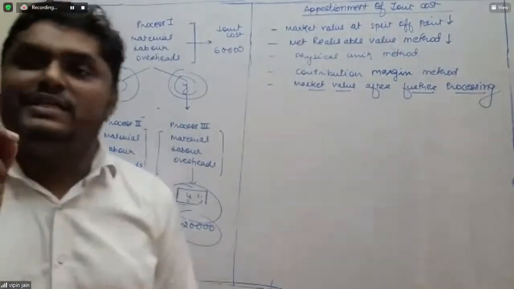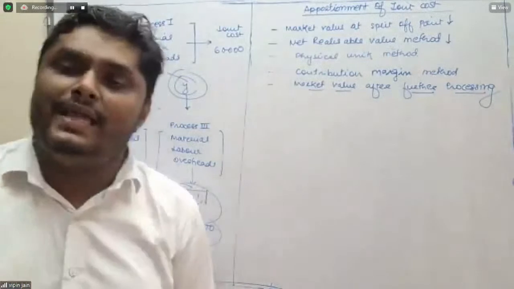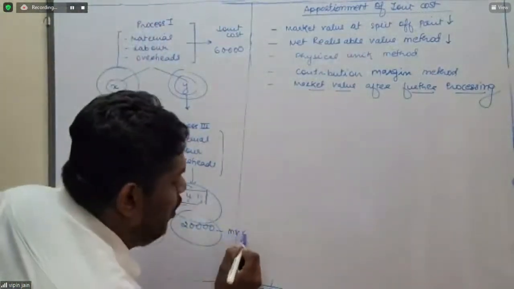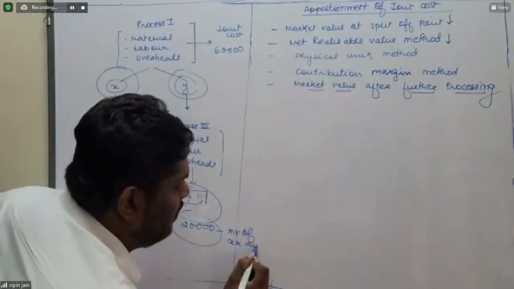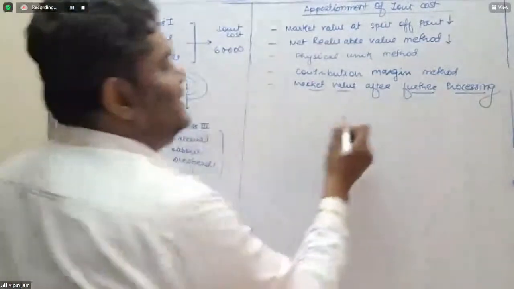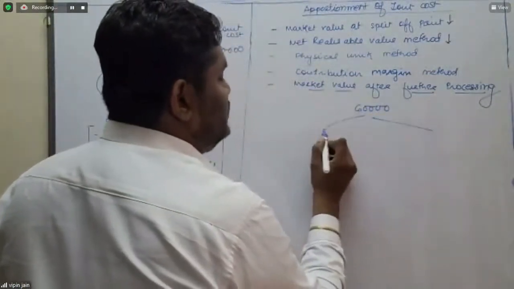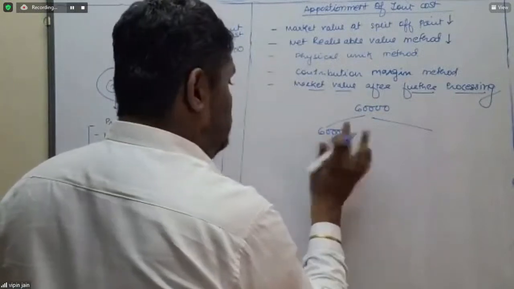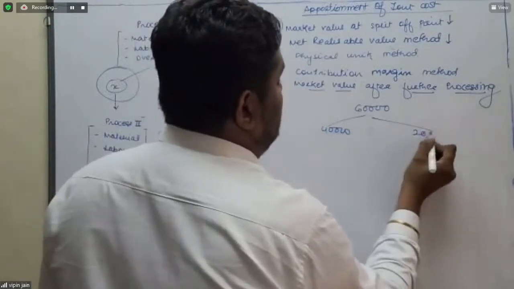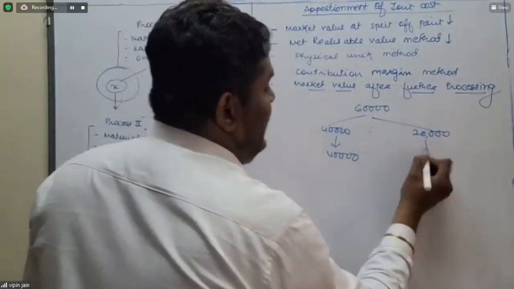Whatever the output of product double X can be sold for 40,000 and of double Y can be sold for 20,000. So this is the market value of double X and double Y. So herein the joint cost of 60,000 will be apportioned in the ratio of 40,000 is to 20,000. That is, the final answer will be 40,000 and 20,000.